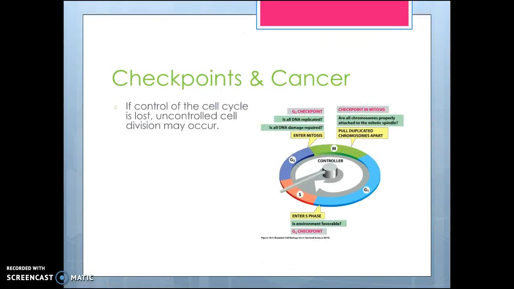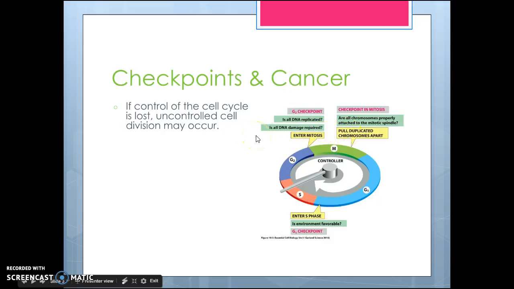Now, what happens if, for some reason, the checkpoints do not catch errors in the cell during the cell cycle? If for any reason control of the cell cycle is lost, you're going to have what's called uncontrolled cellular division. That means there is nothing controlling that cell's dividing, and that could be an issue. Again, you can see there are different checkpoints along the way to make sure that everything is appropriate.